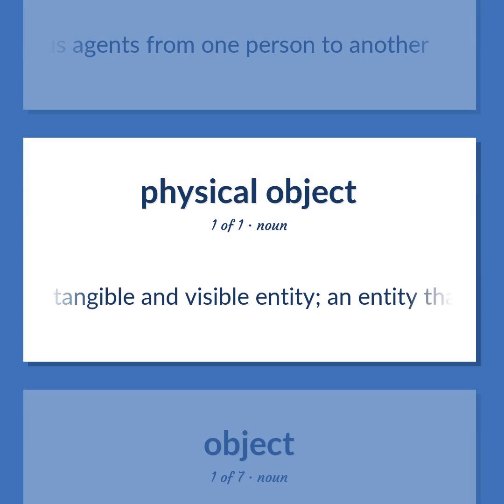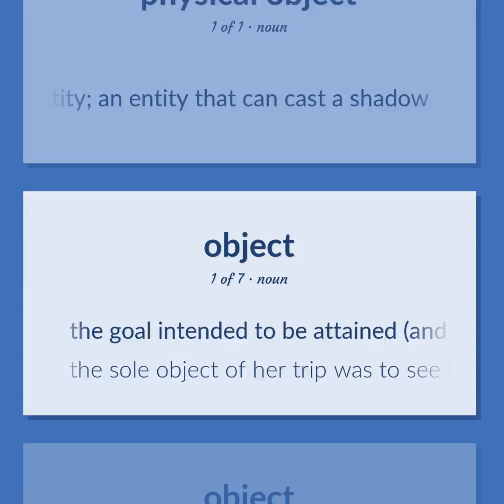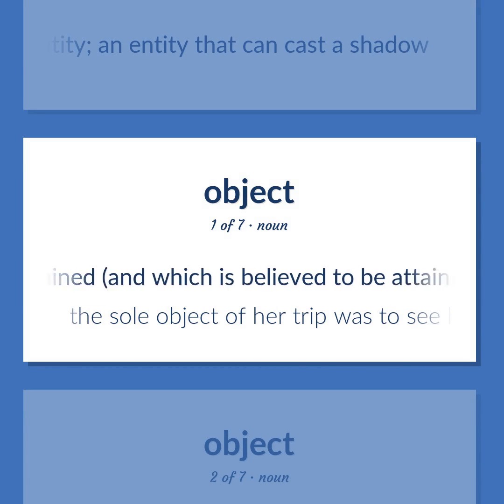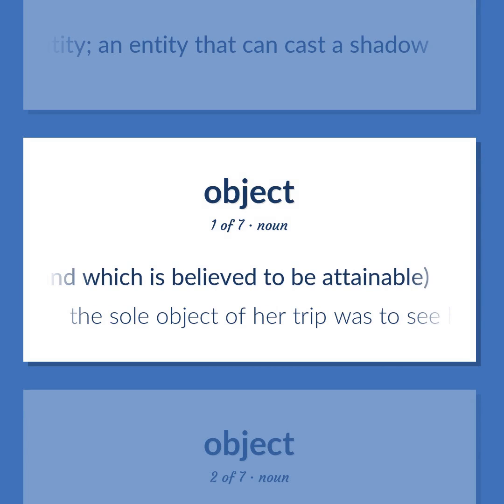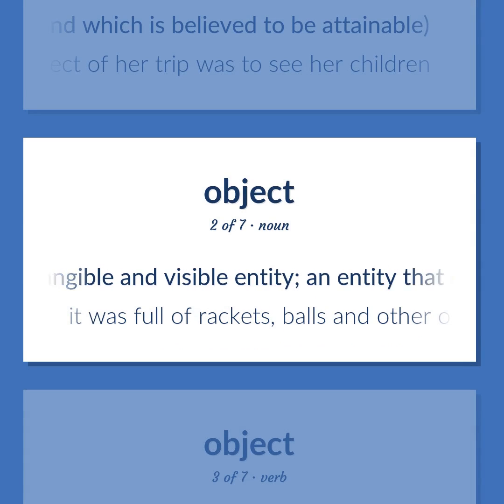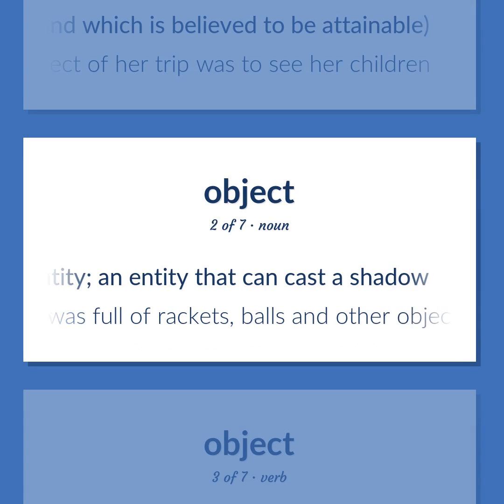A tangible and visible entity. An entity that can cast a shadow. The goal intended to be attained, and which is believed to be attainable. The sole object of her trip was to see her children. A tangible and visible entity. An entity that can cast a shadow. It was full of rackets, balls and other objects.